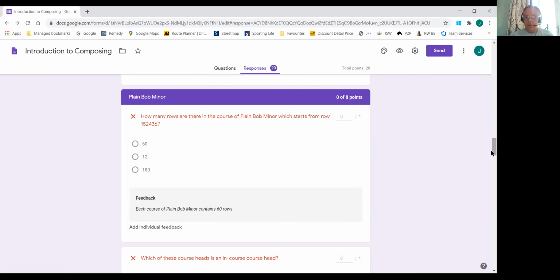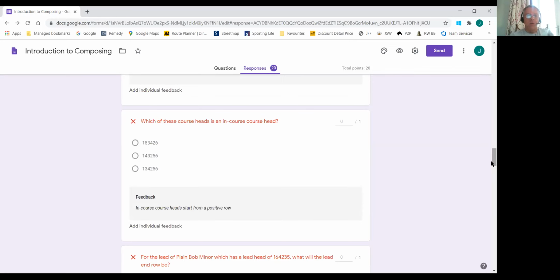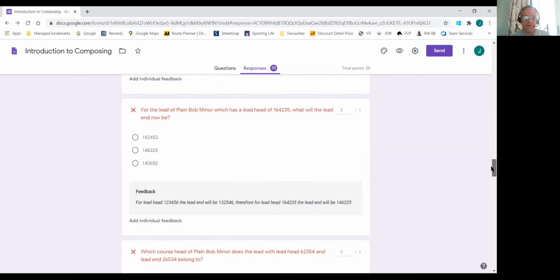Just checking which course heads are in course or out of course. So in course, course heads start from a positive row. Out of the three options here, the only one that is positive is 134256, because that's the only one that can get back to rounds with an even number of swaps. The other two require an odd number of swaps, so the other two are out of course heads.